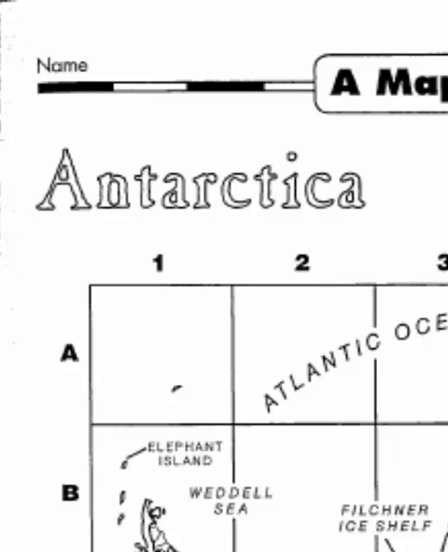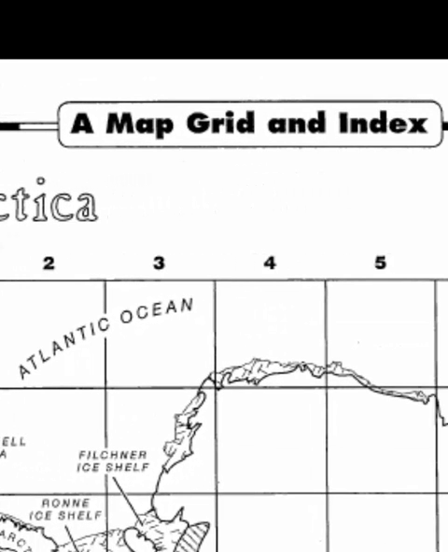This one is called Antarctica, a map, grid, and index. And so let's talk about indexes for just a second. Some maps, including this one, have lines on them, and these are not latitude or longitude lines. These lines are forming a pattern called a grid, and a grid is a pattern of lines that does form squares. And we can kind of see this on the map.